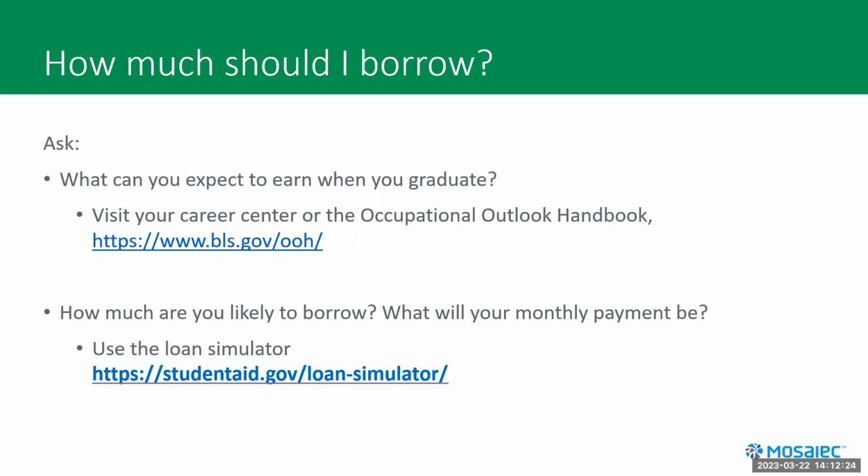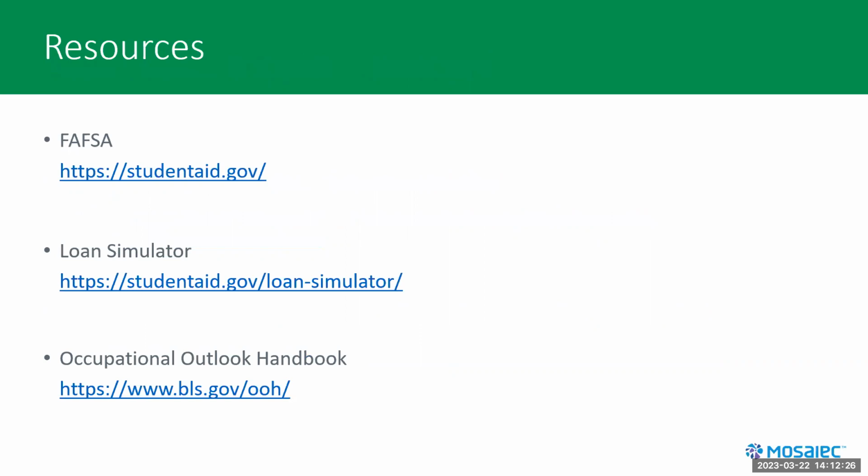So these are just a couple of resources for you to access. Studentaid.gov is where you would be able to fill out your FAFSA. Also look at the loan simulator. If you already have loans, you can also view your loan holder on there as well.